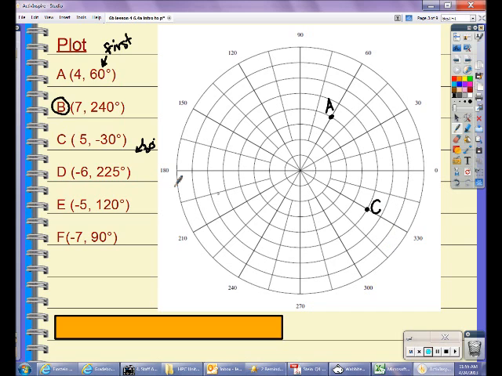Now let's try D. D is weird because we have a negative radius. That means instead of going out in the direction of your angle, we're going to be going in the reverse direction of an angle. So let me show you what I mean. You're going backwards.